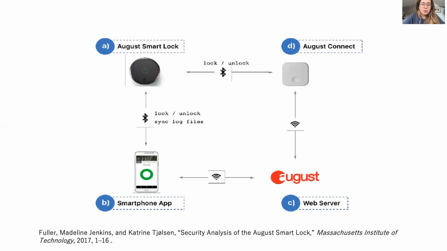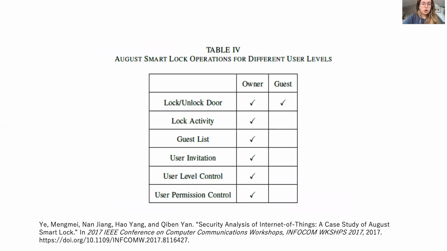And so a couple of security analysis papers have explored what threats can compromise these systems. One crucial feature of the August smart lock is it has two user types. One, which is an owner. The owners can lock and unlock the door. They can add or remove guests. They can view the user log. And then there's guests who can only lock and unlock the door and can't use any of those other features.